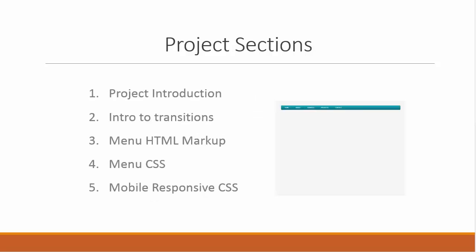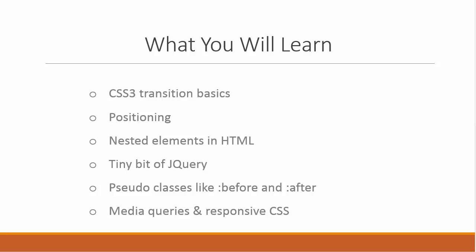So sections, we have the project introduction, intro to transitions. Alright, so I want to talk a little bit about CSS Transitions. In section 3, we'll do the HTML markup. In section 4 we'll do the menu CSS, and then in 5 we'll do the media queries to make the menu responsive. So we'll basically learn CSS3 transitions, positioning using relative and absolute positioning, nested elements in HTML.